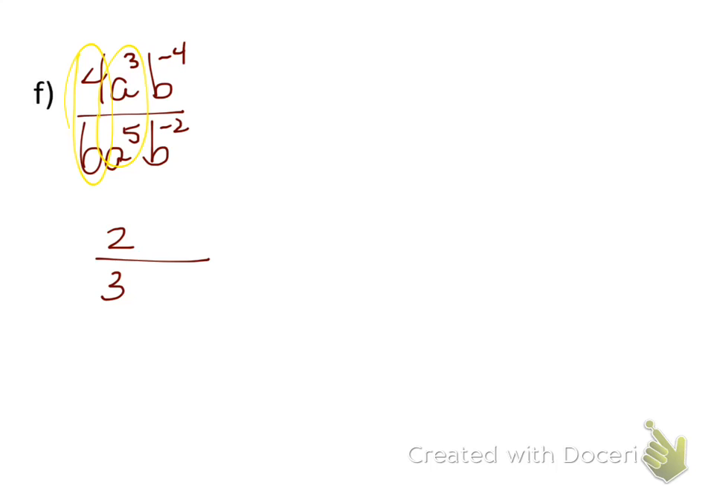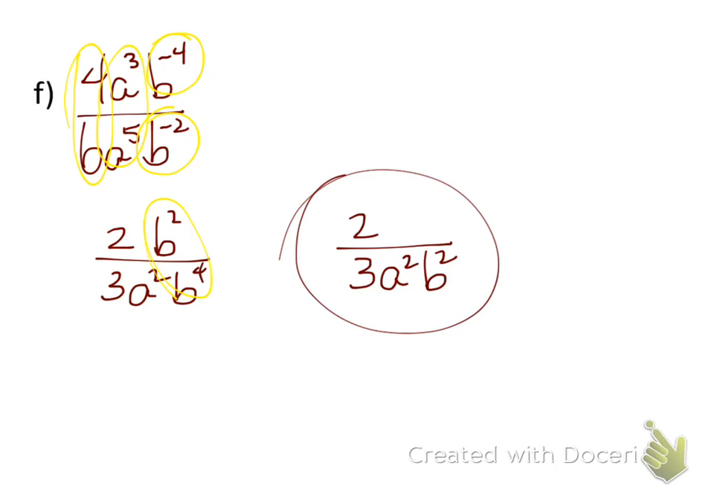My a's, neither of those are negative, so I have more a's on the denominator. It would be a squared on the denominator. And then I'm going to take care of my negative exponents, so b to the 4th on the bottom and b to the 2nd on the top. Now I can simplify my b's. My 2/3 a squared stays where they are, and I have more b's on the bottom as b squared.